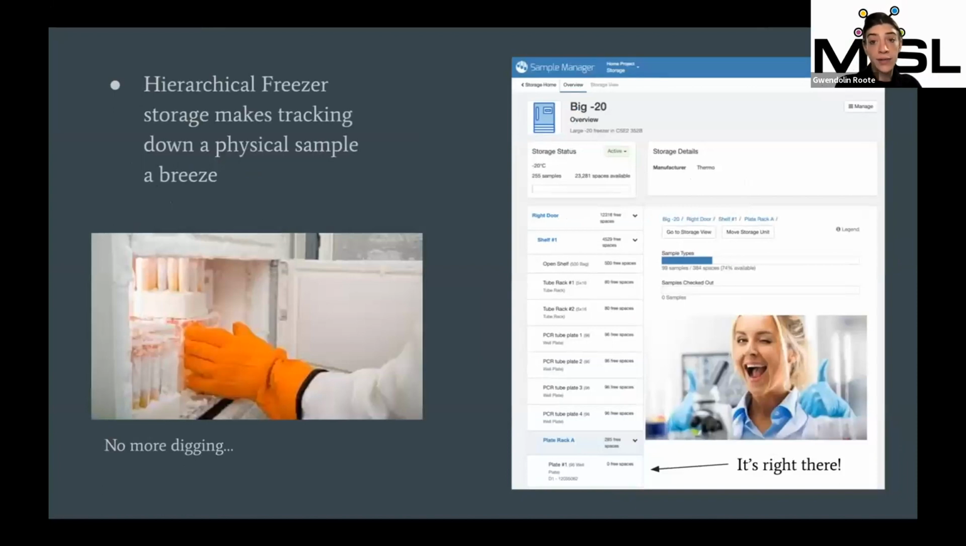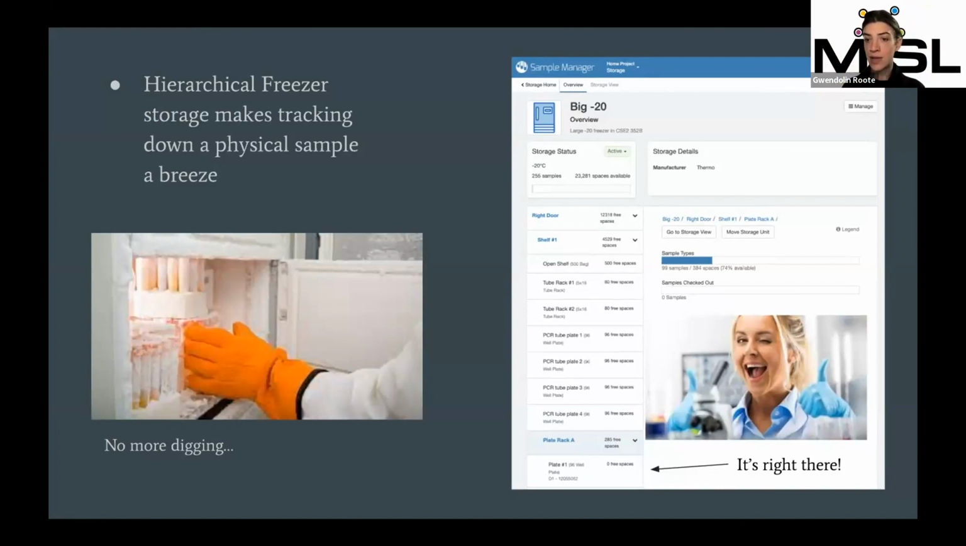The hierarchical freezer storage. So some of the other pieces of software I was looking at, you could kind of describe where a sample is. It's a piece of metadata. In Sample Manager, it's a lot more robust than that. So we basically have a software version of our whole lab space. We can say it's in this exact freezer, on this door, this shelf, this rack, this box, this location. And it's all stored in the software in a really intuitive kind of way.